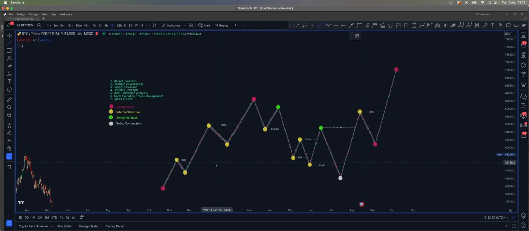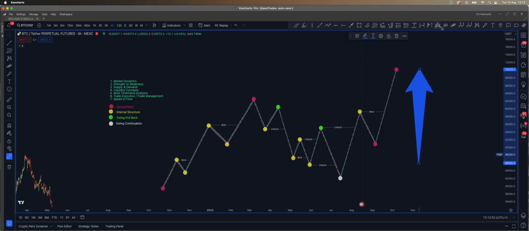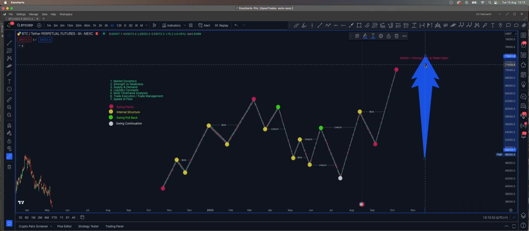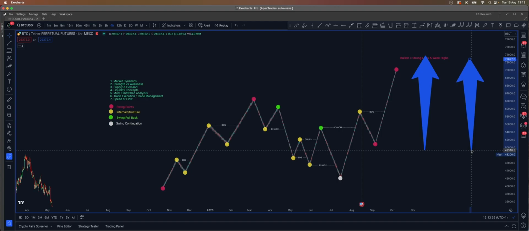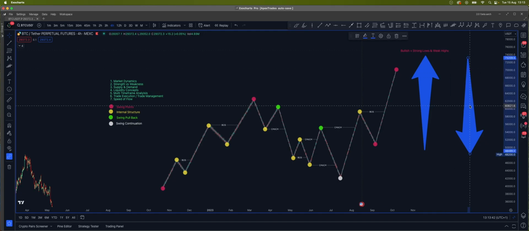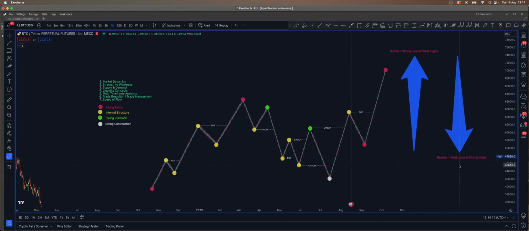To understand our strength, whenever we are bullish, what are we focusing on? When we are bullish, we are focusing on one thing and one thing only. Bullish equals strong lows and weak highs, and we remain, this is for the swing, and we remain in this way until such time that we break. Now the opposite is true when we are bearish. We're only focusing on weak lows and strong highs.